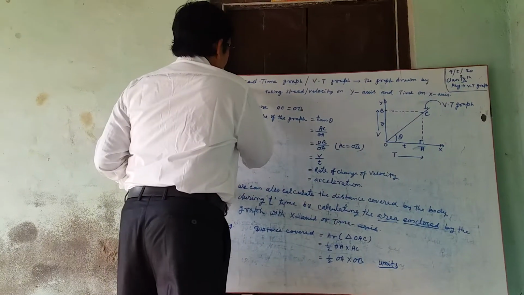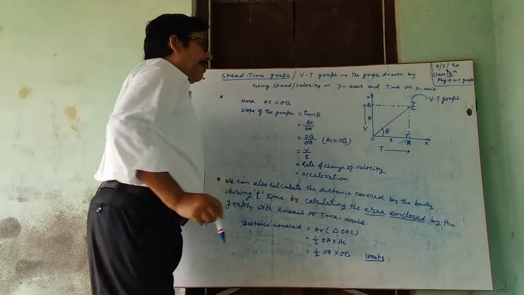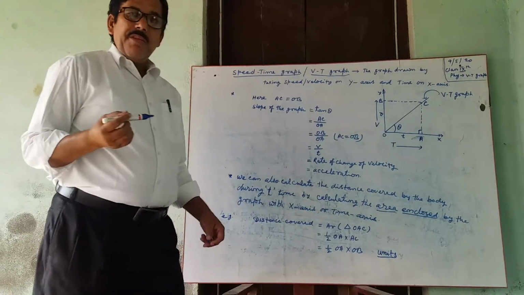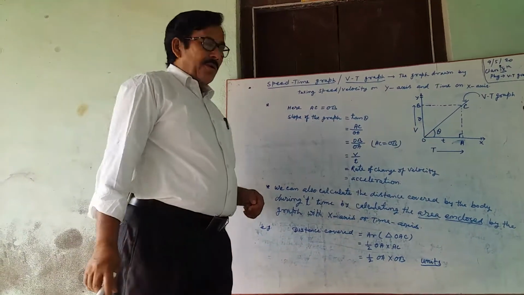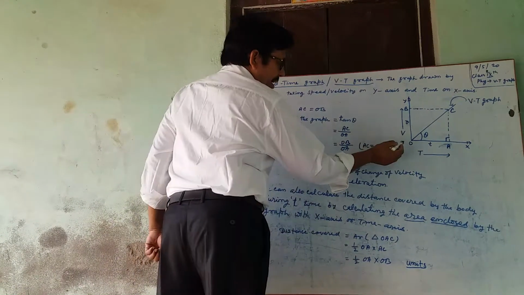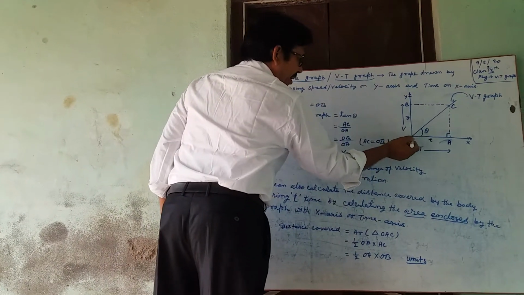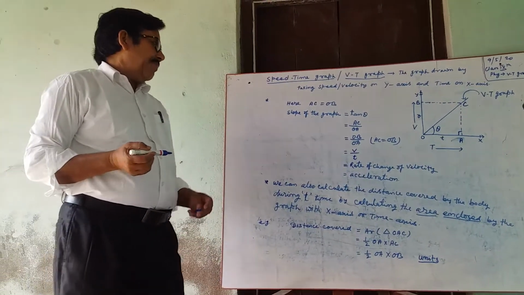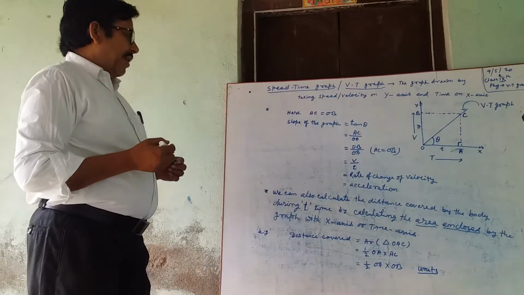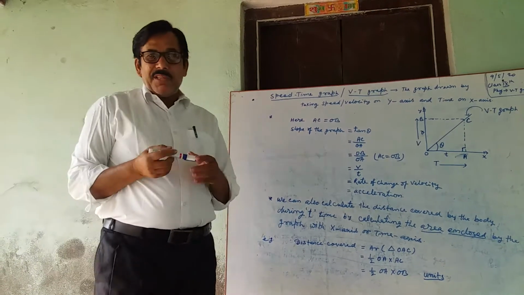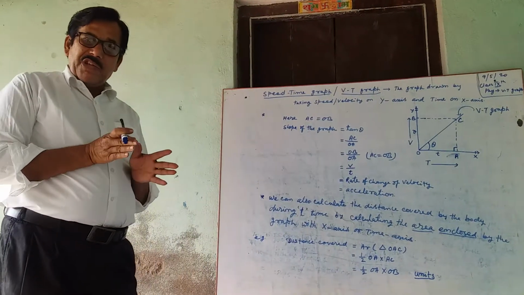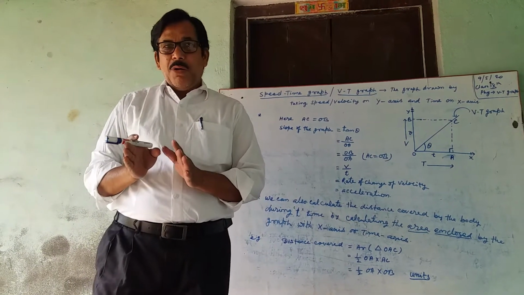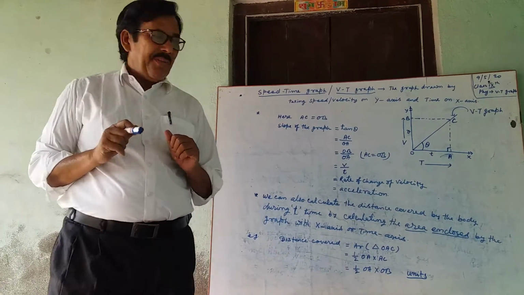Time graph, a speed time graph or velocity time graph. It is a graph drawn by taking time on the x-axis and speed or velocity on the y-axis. We can obtain from this graph the acceleration of the body as well as the distance covered by the body in a particular time.